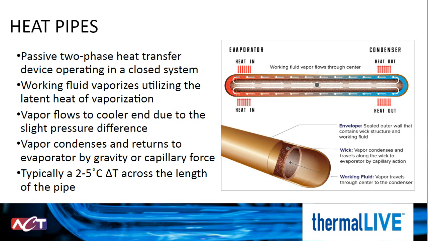The reason the heat pipe is so effective at isothermalizing or temperature uniformity is because as soon as there is a temperature difference, vaporization will occur. Essentially, the heat pipe wants to reach a state of equilibrium and will continuously try to get to that state. Typically, we see about a 2 to 5 degree C delta across the length of the pipe.